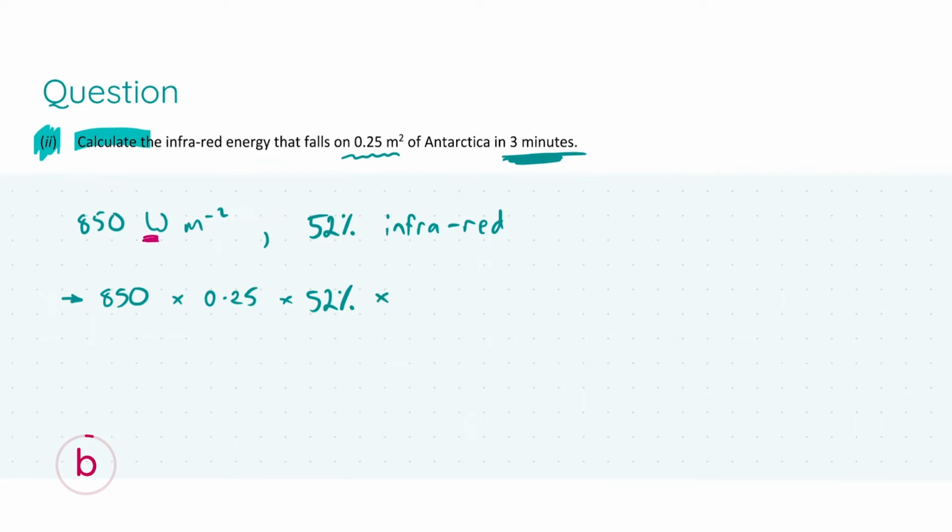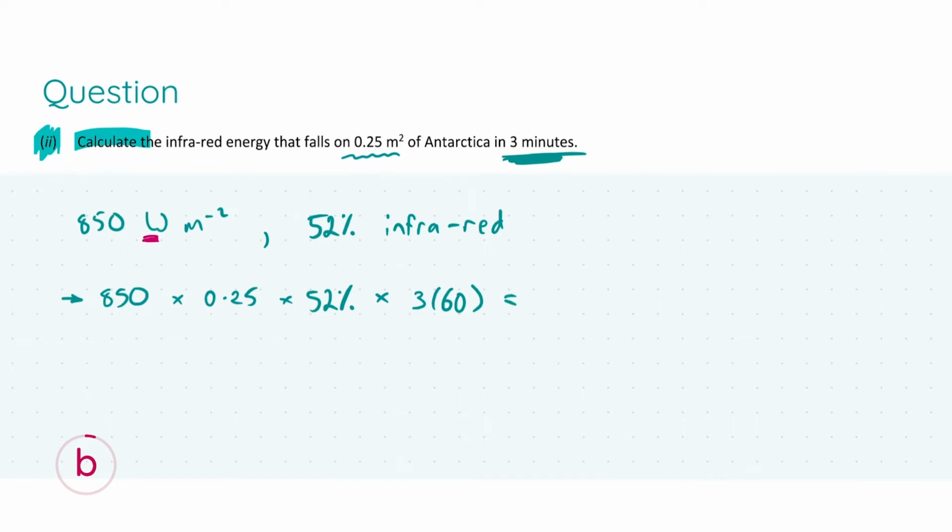If you want to just write it out fully, we're going to have 3 times 60. The reason for that is because we want to work with our SI units for time, and the SI unit for time is seconds, so we need to convert minutes to seconds. Once again, the reason we are multiplying here by 3 times 60 is because at the start we said that 850 watts falls, and 850 watts is a measure of power, which means that 850 joules of energy fall on the surface per second. If we want to find the total energy, then if we have 850 joules times 3 minutes, that means the total amount of energy over the course of those 3 minutes falls on the surface.